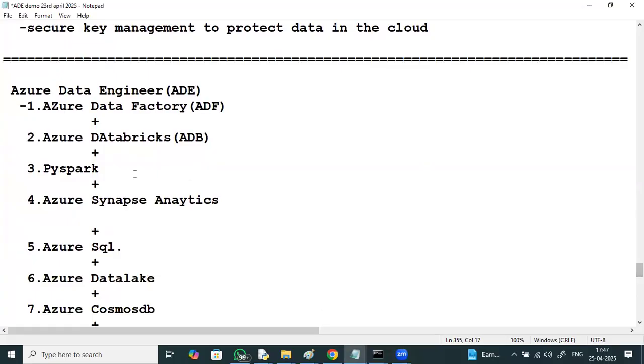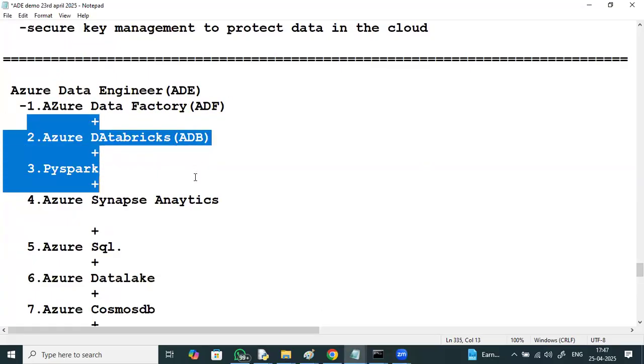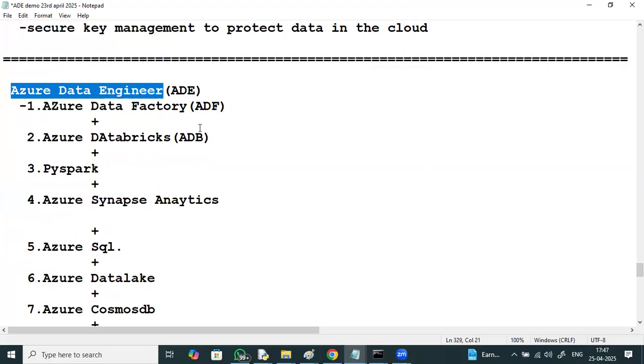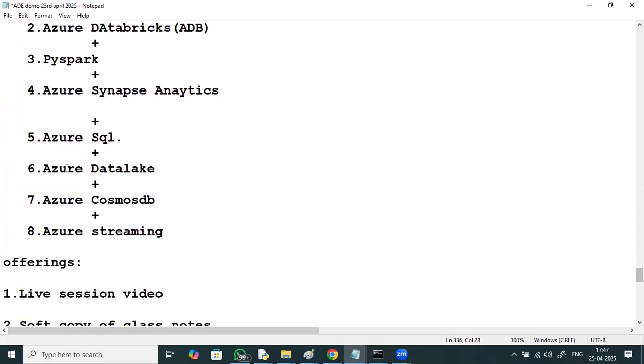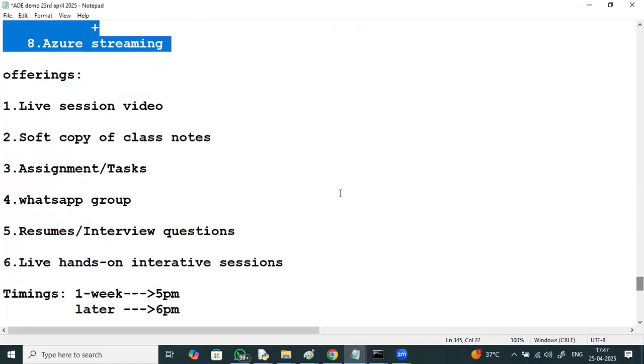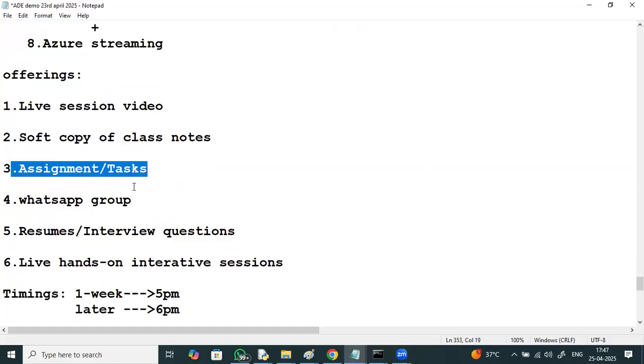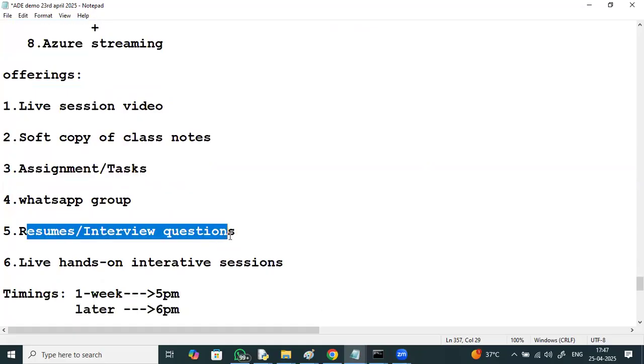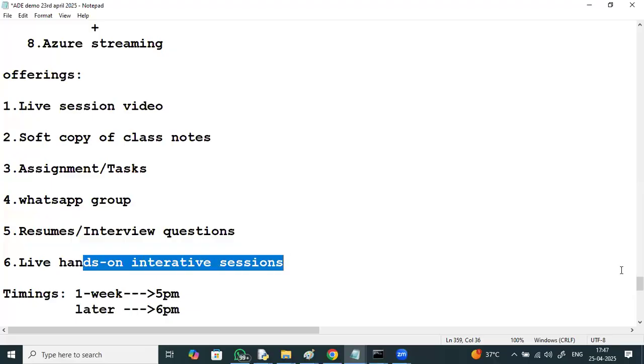So for Azure Data Engineer, Azure Data Factory, Databricks, PySpark, and Azure Synapse Analytics are the major discussion we'll be having. Along with it, you'll gain knowledge of Azure SQL, Data Lake, Cosmos DB, and Azure Streaming. Offerings include each and every session video, soft copy of class notes, assignments and tasks, a WhatsApp group, resumes and interview questions, and live hands-on interactive sessions.